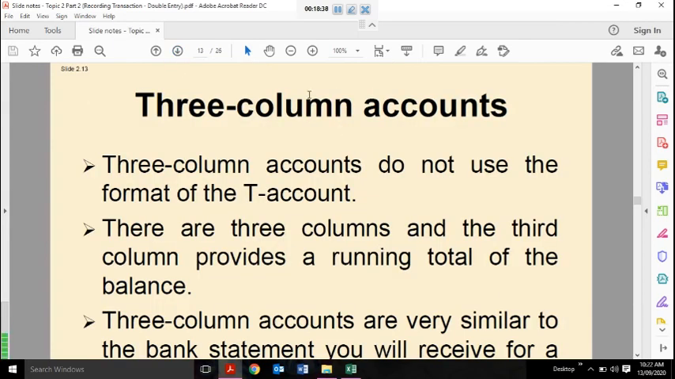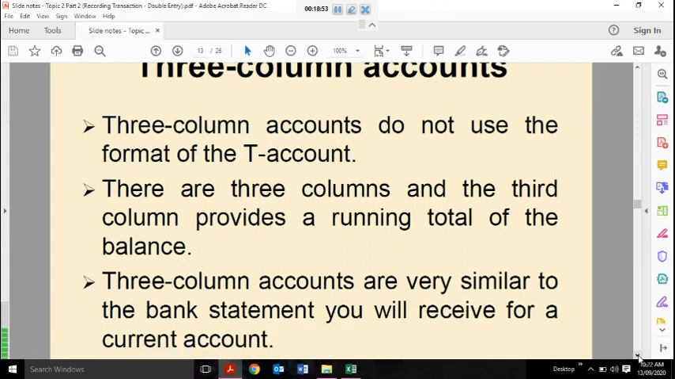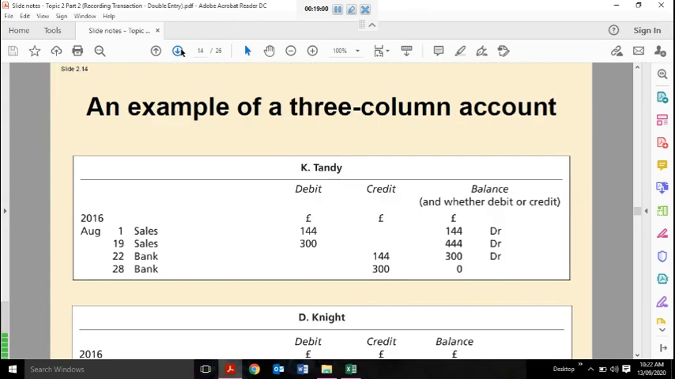Now let's look at this three column account. Three column accounts do not use the format of a T account. There are three columns, and the third column provides a running total of the balance. Three column accounts are very similar to the bank statement you will receive for a current account. You have three columns, quite similar to the normal bank statement. They don't have the T form. This is another format, but it's very seldom for me to use this format. We just stick to the T form because that one is widely used.